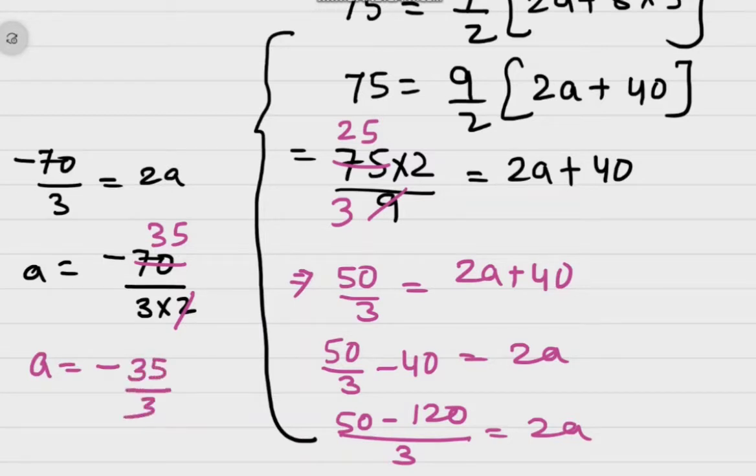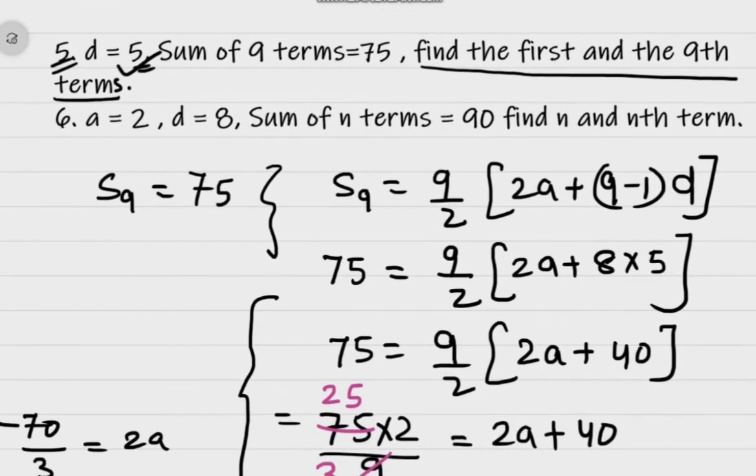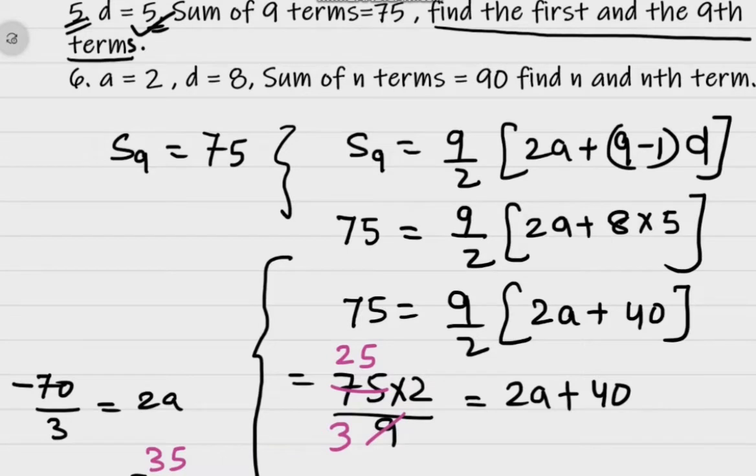I hope now this is clear to you. Now the first term is minus 35 by 3. Now from here what you have to calculate now? Find the ninth term also. Since you know the value of A, now see, A is equal to how much? Minus 35 by 3. And you know the value of D. So you can easily calculate the value of A9. Okay, so let's see how we can calculate.